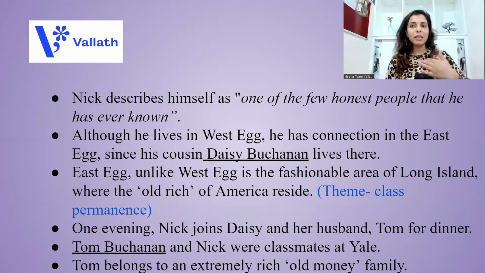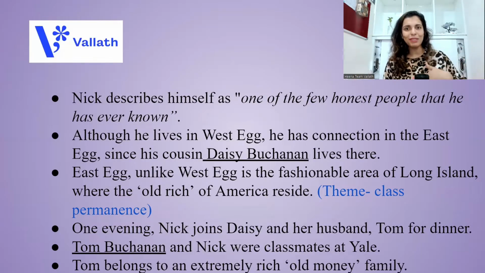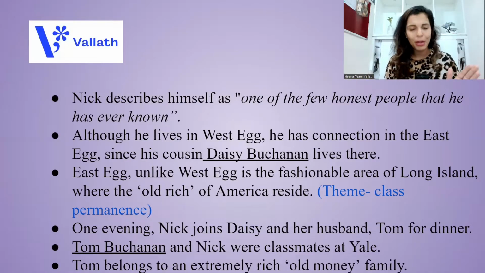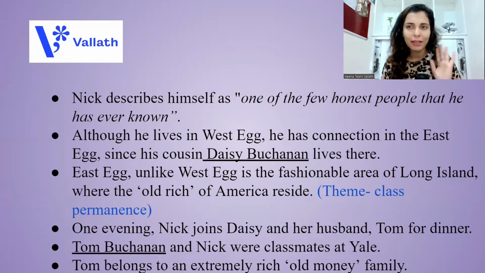Now, Nick describes himself. So the narrator of the story is describing himself as one of the few honest people that he has ever known. Nick is also a very optimistic person, and also I can say the true friend of Gatsby till the end.